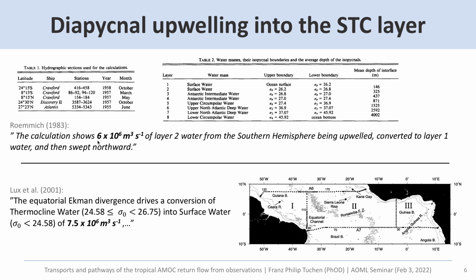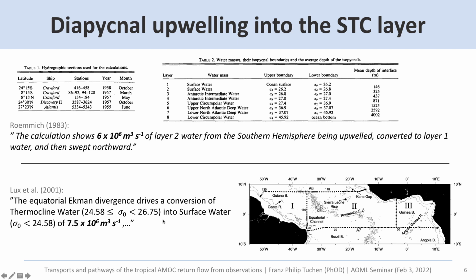In 2001. Also, they had two sections, one at 7 north and one at 4 south, and they used a bit different definitions for their thermocline and surface water, so it's not that comparable. But nevertheless, they estimated around 7.5 Sverdrups of thermocline water upwelling into the surface water. So if you remember the transport estimates of the different branches of the STCs from Argo, these numbers are quite high or quite considerable when looking at our total budget.